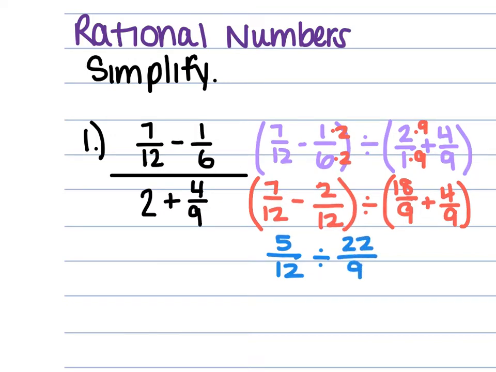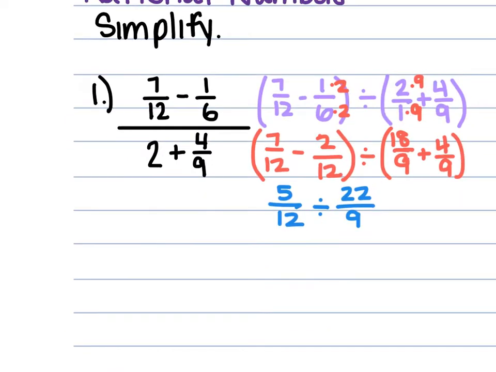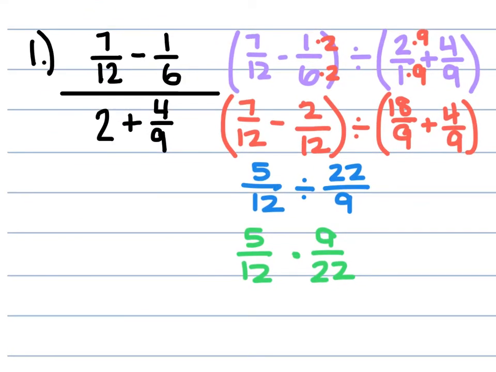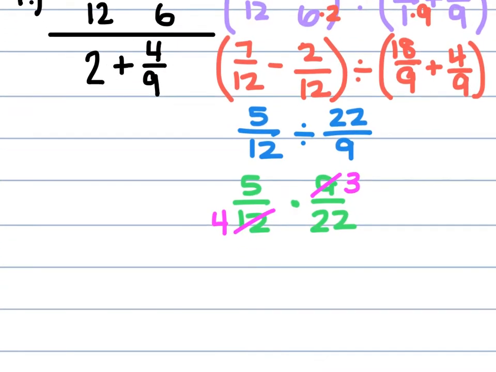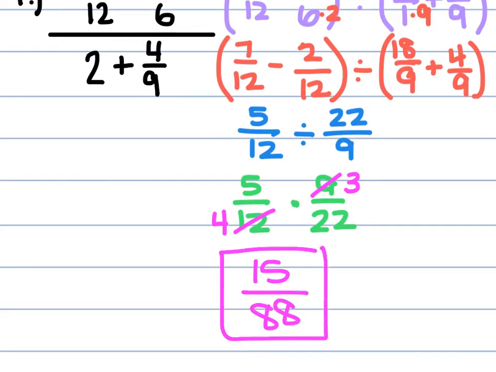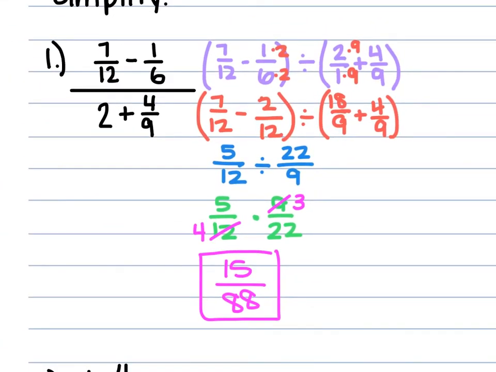If we are dividing fractions, we keep, change, flip. So this is going to be 5 over 12 times 9 over 22. You can simplify before you multiply. The 3 goes into both 9 and 12. So the 9 will turn into a 3, the 12 will turn into 4. So 5 times 3 is 15, and 4 times 22 is 88. So 15 over 88 would be our simplified version of this.